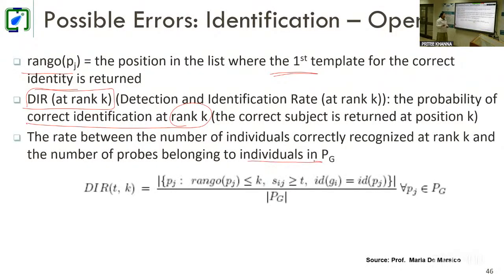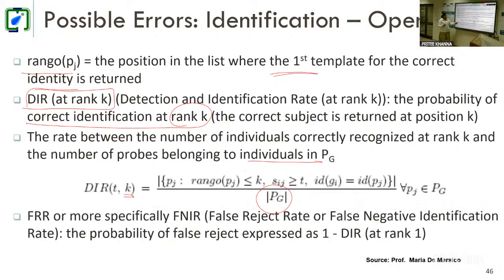So that is how you can see, based on how many individuals belong to a database, out of that how many are going to be identified correctly at rank K. So when you say DIR at rank 1, the first one is the desired. Let us say your template is above the threshold, but it is coming in fourth position. So it is not fine for DIR 1; it is DIR 4. So at what rank are you going to get it correct?